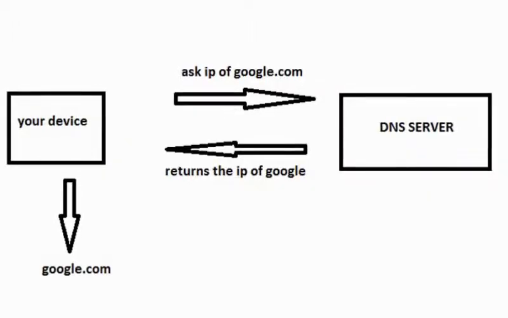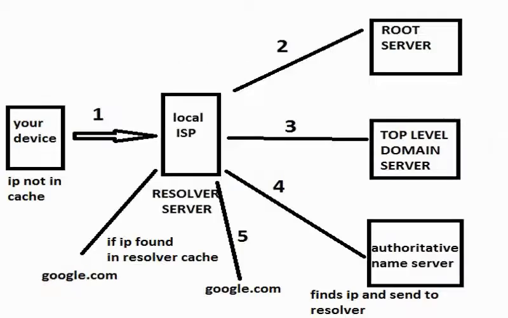Okay, now take a detailed look at how DNS works. Just think you entered google.com in your browser. If the IP address of google.com is not in the cache memory of your device, then it will send the request to a recursive server, also known as a resolver. The resolver is your local ISP, Internet Service Provider.